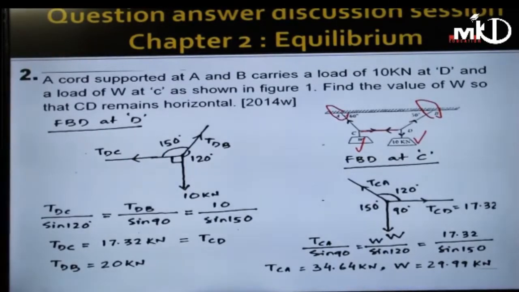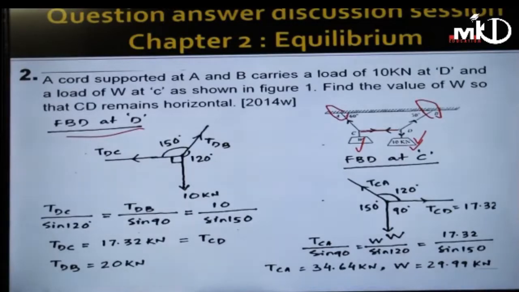Now we will start. There are 2 points, C and D. So we will start from the point where the minimum number of forces are there. If you consider point D, how many forces will you have? You see CD, BD, and 10 kilonewton. Though there are 3 forces here, 10 kilonewton is known, so we will have only 2 unknowns. But at point C, the force along AC, that is tension along CA, and along CD and W, all three are unknown. So it is better to start from point D. So first you will consider the free body diagram at point D.